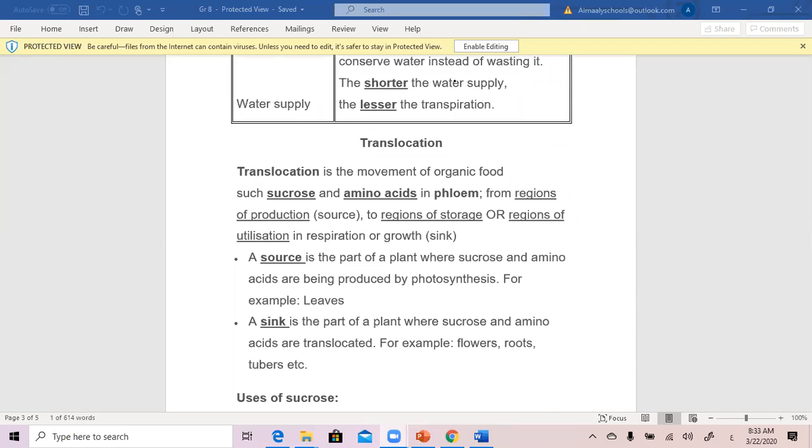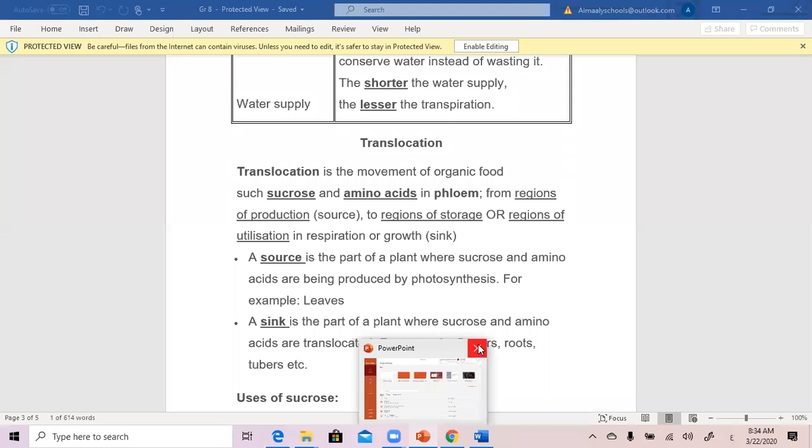Source is a part of the plant that produces or manufactures the amino acid and sucrose, while the sink is the part of the plant like the stem that receives the food, the amino acid and sucrose. Thanks. Yazan, what is the source and the sink? The source is the part of the plant where food is made, or sucrose and amino acids are made. The sink is the place where the sucrose or amino acid is used or stored, and it gets them by translocation.